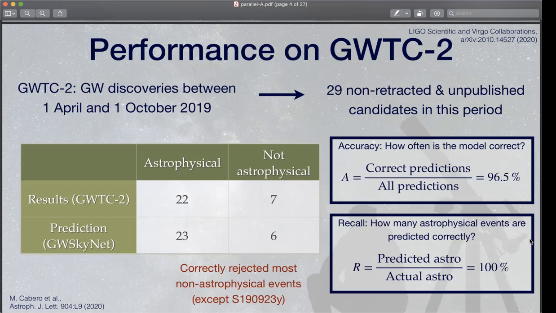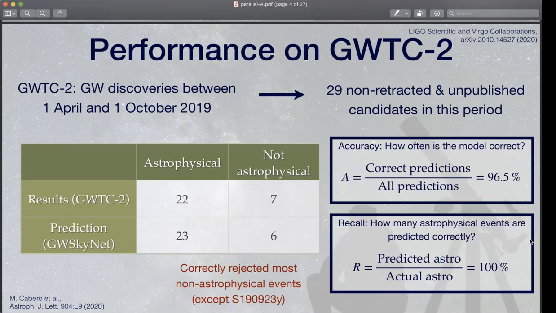So those had not been retracted. We looked for electromagnetic emission and then they were not real. So GW Skynet predicted that 6 of those were not real and 23 astrophysical. So we got just one of them wrong. But most importantly, we got all the astrophysical events correctly. So our recall in this small set is 100%. Our total accuracy was 96.5% because of this one candidate that we misclassified.